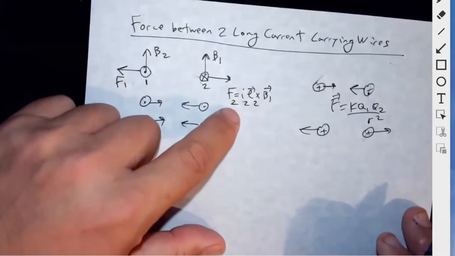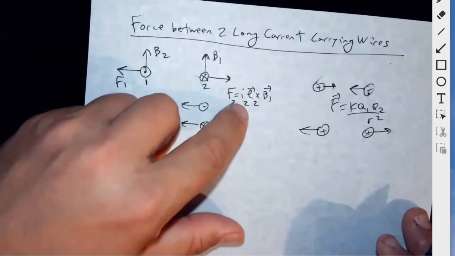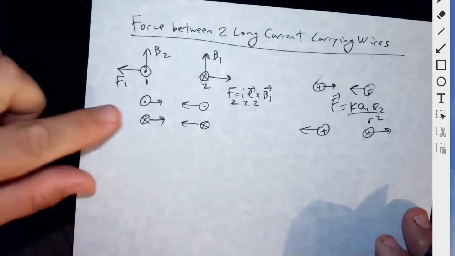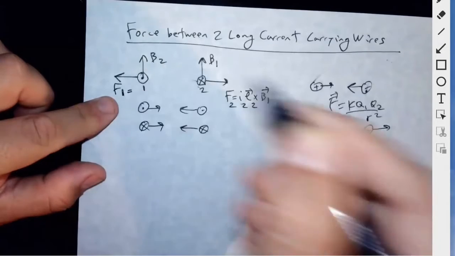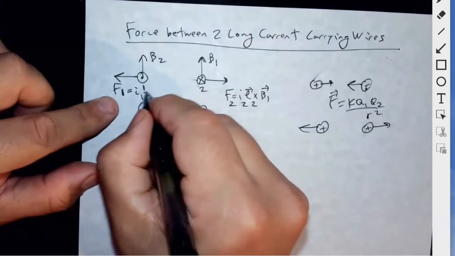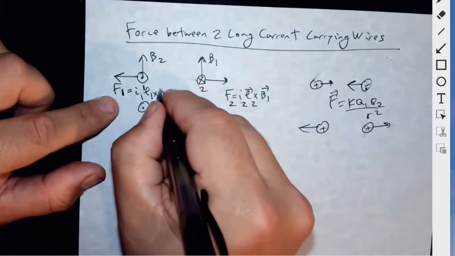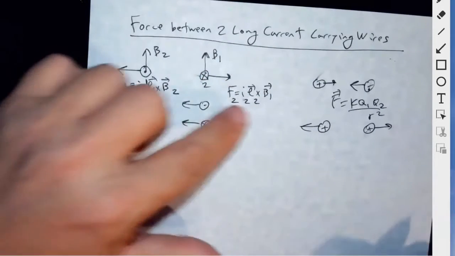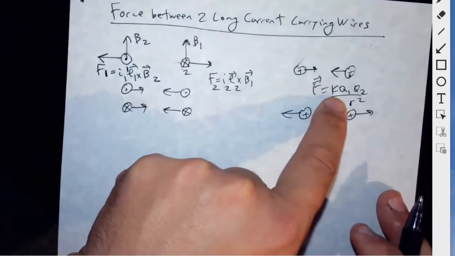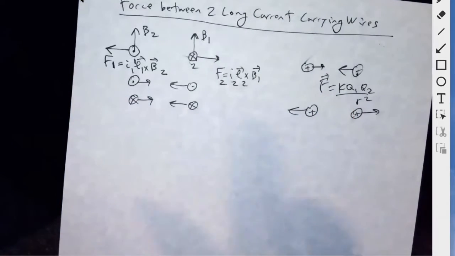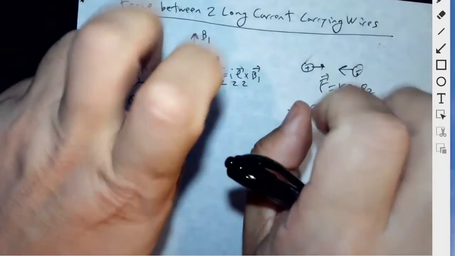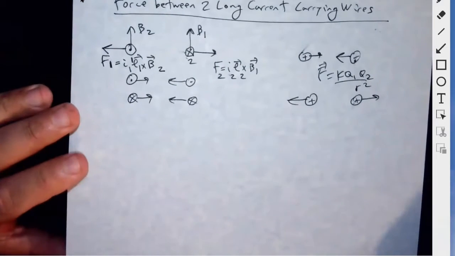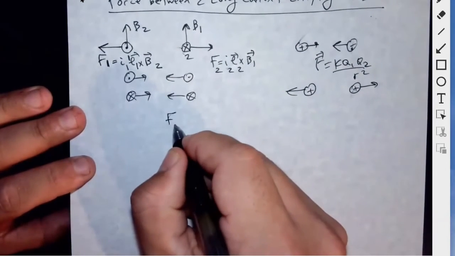Force on wire 2 is due to the current of wire 2, the length of wire 2, times the magnetic field of wire 1. And then force on wire 1 is equal to current of wire 1 times the length of wire 1 times B of wire 2. So what's the equation of this? We're going to get a similar looking equation, which is going to act almost like Coulomb's law. We could say Coulomb's law in quotes, because there is no Coulomb's law for that, but we can say it's similar.